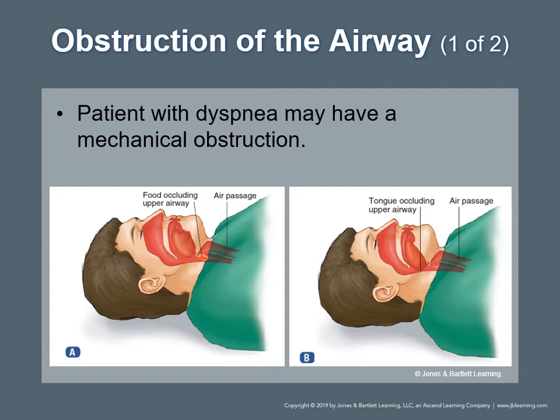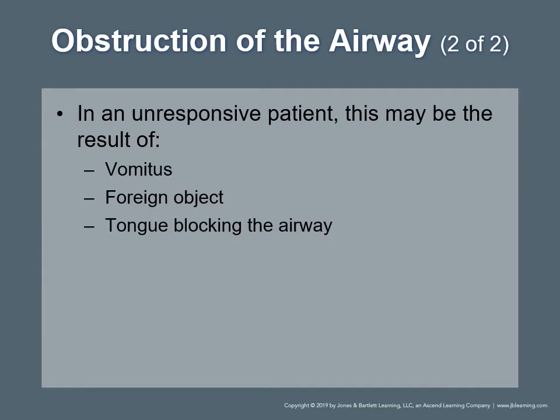Obstruction of the airway. The patient with dyspnea may have a mechanical obstruction. Be prepared to treat it quickly. In an unresponsive patient, this may be the result of vomitus, foreign object, or improper positioning of the head so the tongue is blocking the airway. Always consider upper airway obstruction from a foreign body first in patients who are eating just before becoming short of breath.